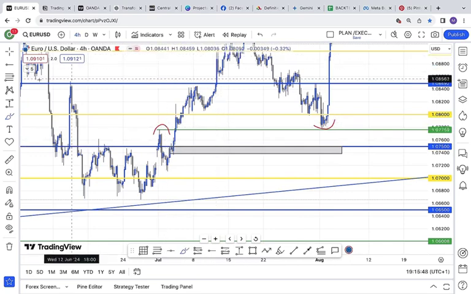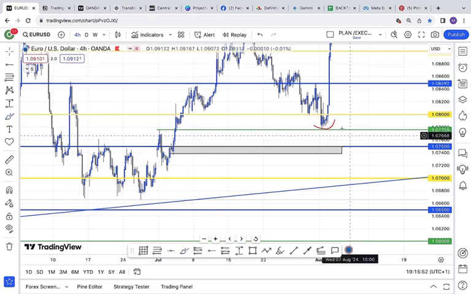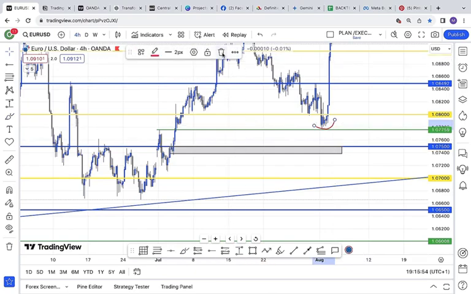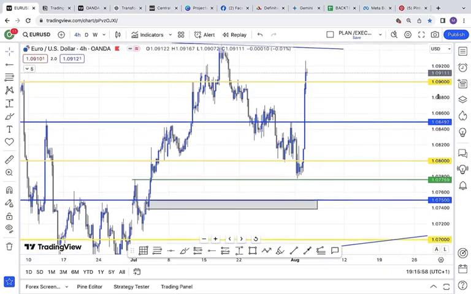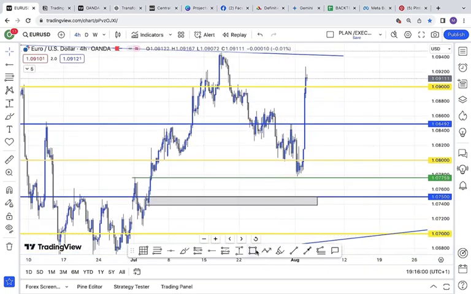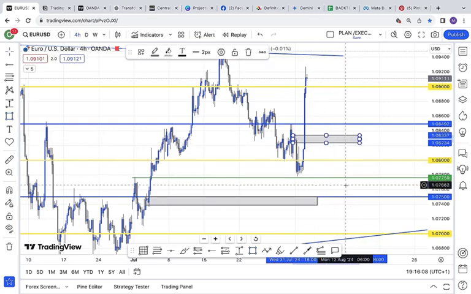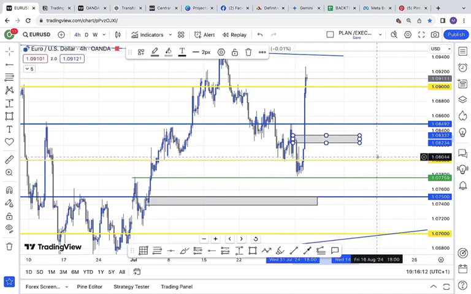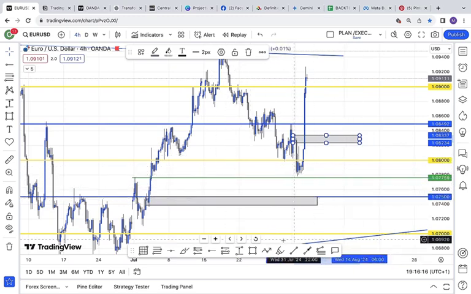So moving forward, I'm expecting price to pull back. I'm expecting a pullback in this market, probably to this zone. I'm looking at this zone here, or to 1.08 thousand. This 1.08 thousand is a key level.